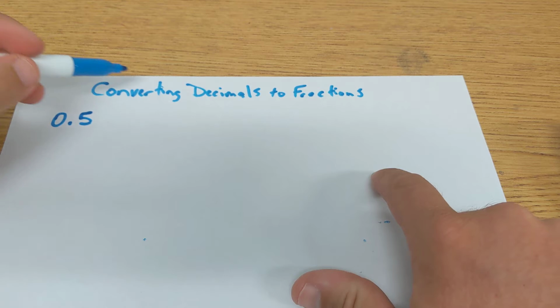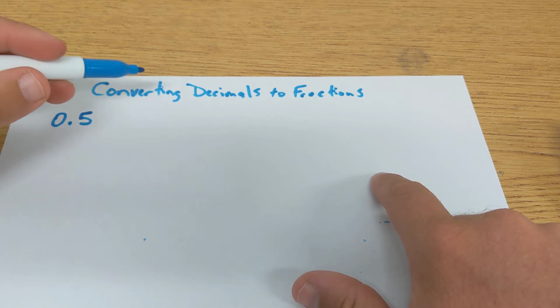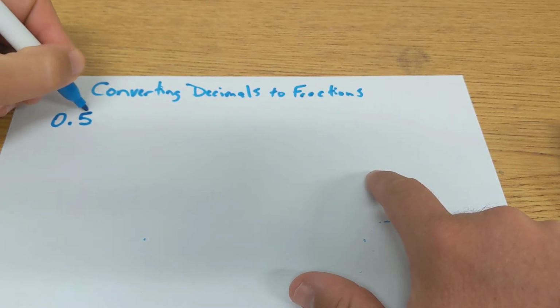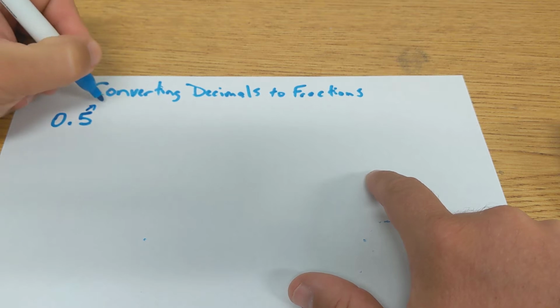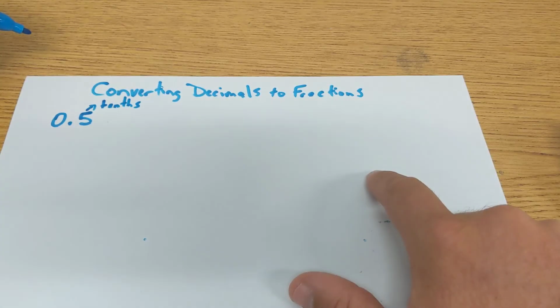Now we're going to talk about converting a decimal to a fraction. So we have a decimal of 0.5. In order to convert this decimal to a fraction, we need to understand where our last digit in our decimal is when we're talking about place value. So what place is the 5 in? It's in the tenths place.